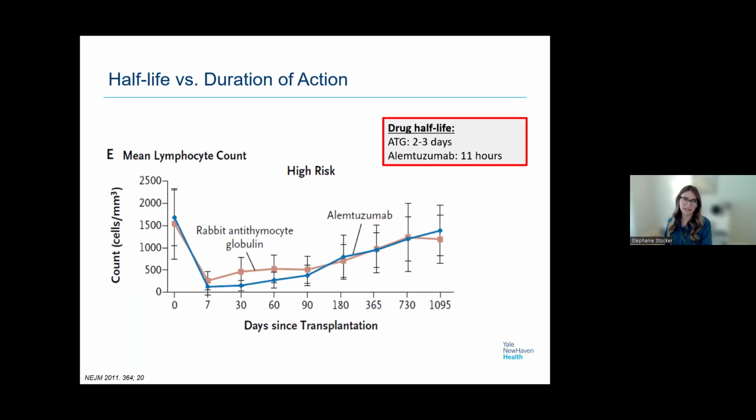And I think the big takeaway with induction therapy is while the drug half-lives are short, the duration of action is much longer. So when we look at thymoglobulin, the drug half-life is about 2 to 3 days. When we look at alemtuzumab, it's about 11 hours. But this graph here, where we're looking at mean lymphocyte count, shows that the counts dropped very quickly within 7 days of receiving either medication, and it took upwards of 6 months for counts to recover.